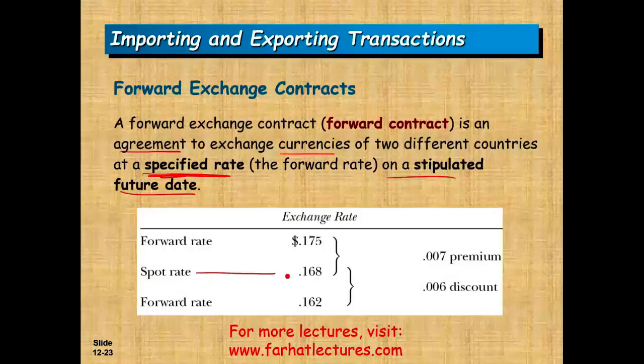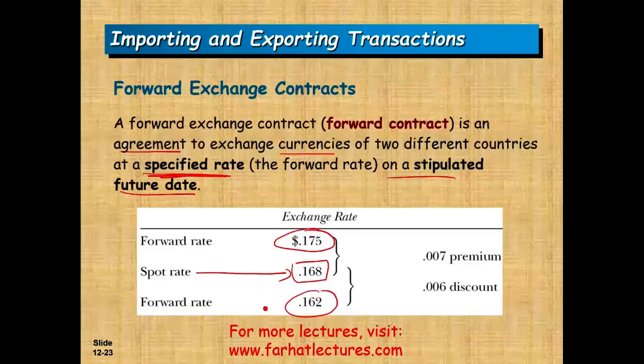Today, you either bought or sold something, and the spot rate, which is the exchange rate today, is 1.68. Okay, now what you would do, you would say, you know what? The spot rate is 1.68, but I'm not interested in what's gonna happen 90 days from today. Why don't I buy a forward rate, where I can exchange my currency at 1.75, or I can exchange my currency if I want to, depending if it's available, forward rate at 1.62.